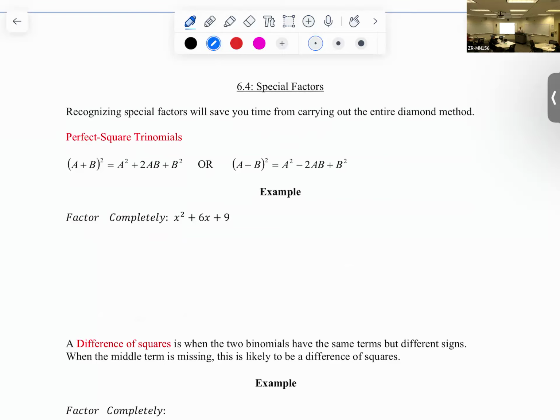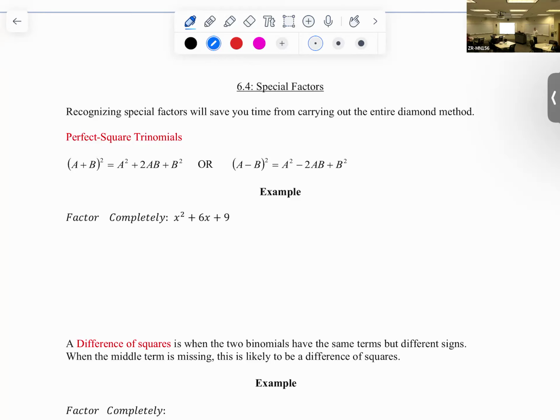Special factors. I bring this up because Pearson MyLab Mastering goes way into detail on recognizing special factors. There are 2 types, perfect square trinomial and difference of squares. The names are completely irrelevant, but be aware that when it views an example and talks about this, it says you should recognize something as a perfect square trinomial when it has this very particular form.